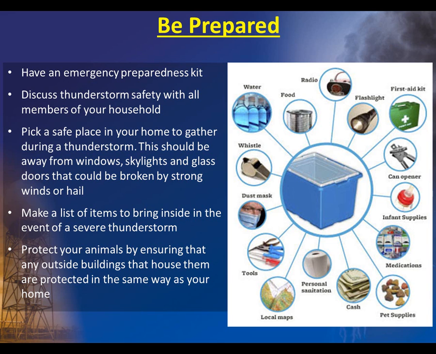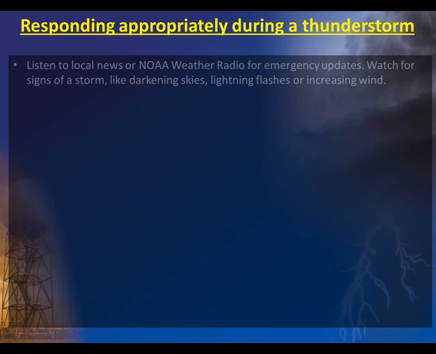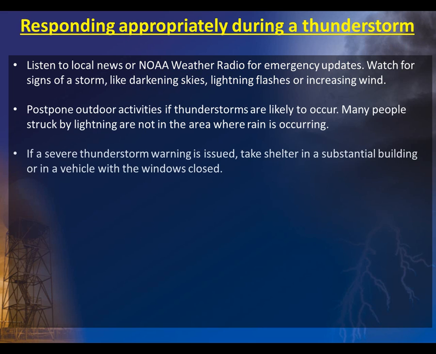Protect your animals by ensuring that any outside buildings that house them are protected in the same way as your home. During a thunderstorm, stay abreast of the situation by listening to local news or NOAA weather radio. Watch for signs of a storm, like darkening skies, lightning flashes, or increasing wind. Postpone outdoor activities if thunderstorms are likely to occur. If a severe thunderstorm warning is issued, take shelter.